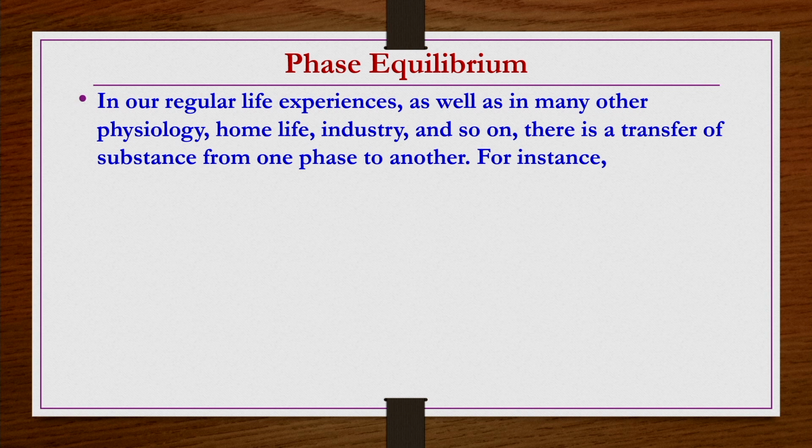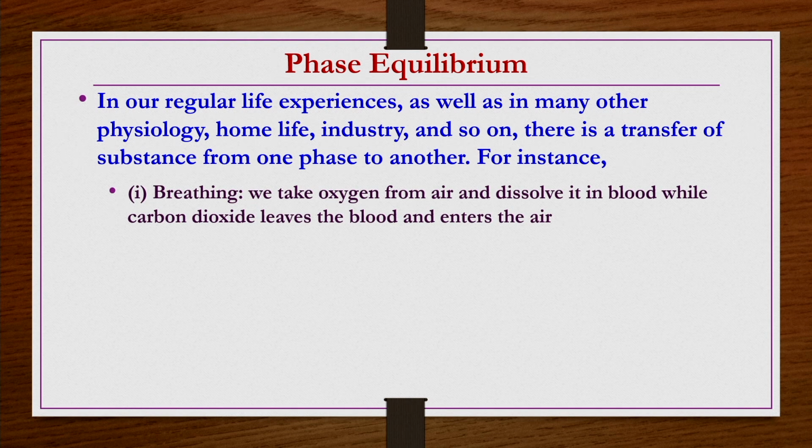Before defining phase equilibrium, in general we see some examples where we often come across this kind of transfer of species from one phase to the other phase. Let us say in our regular life experiences, as well as in physiology, home life, industry and so on, there is a transfer of substance from one phase to the other phase. For instance, breathing. When we take oxygen from air and dissolve it in blood, while carbon dioxide leaves the blood and enters the air, there is a transfer of species, right.